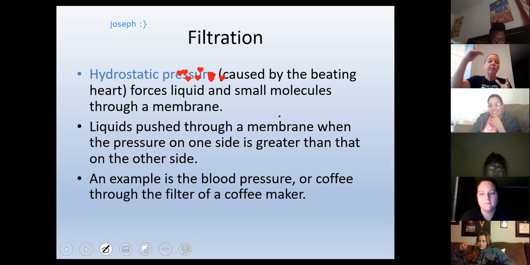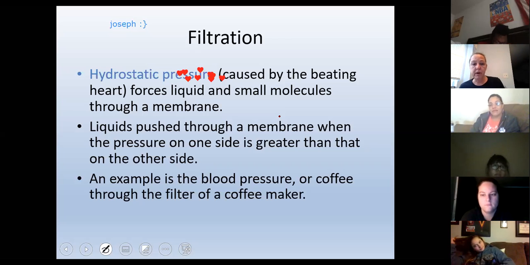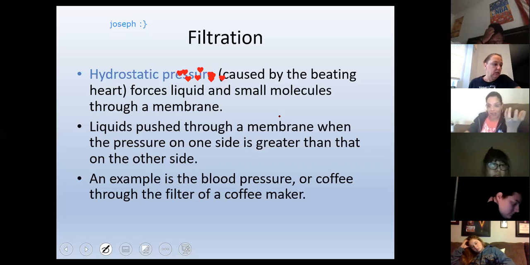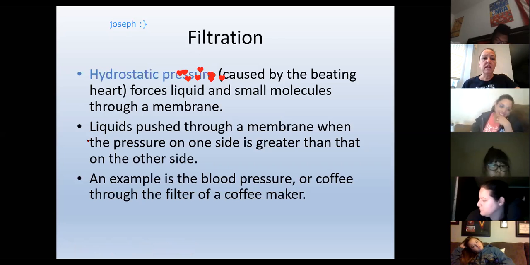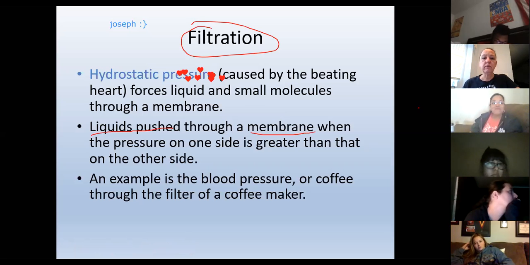What do you have to do? You put the filter in, you put the coffee in, you put the water in. The water runs through the filter, pushing the coffee through, giving you a lovely cup of coffee. And the grounds still stay there. That's the stuff that stays in the cell. Only selective things come out. So the liquid is pushed through the membrane, which is the filter. The pressure is higher on one side than the other, where the water is coming out of the coffee maker.